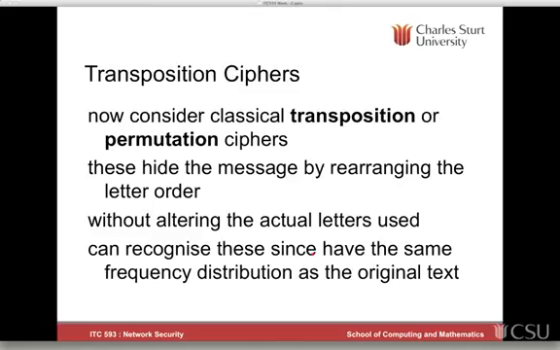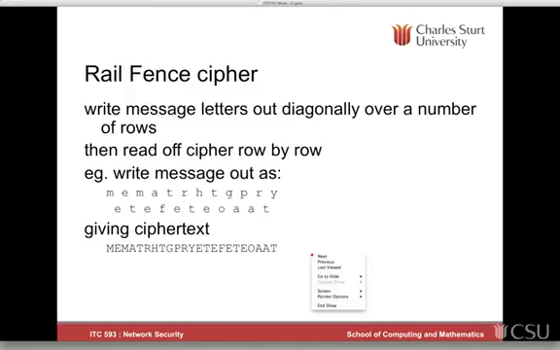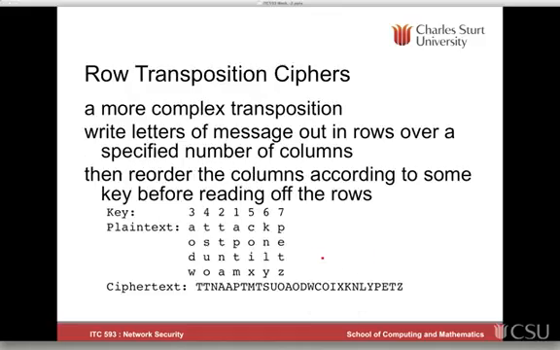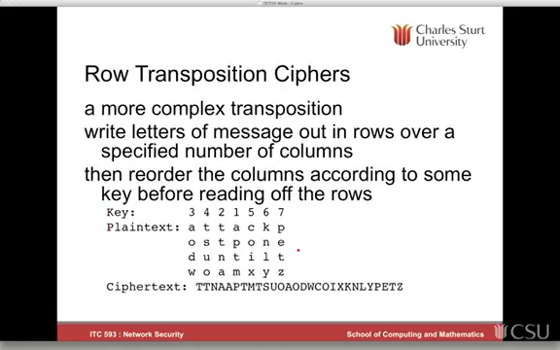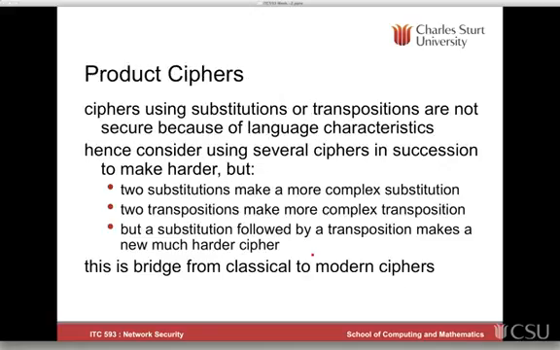Digram and trigram frequency tables could be useful. So I am talking about this row transposition cipher. Then I will go to the next one. You will see there is an example here. The next one is the product cipher.